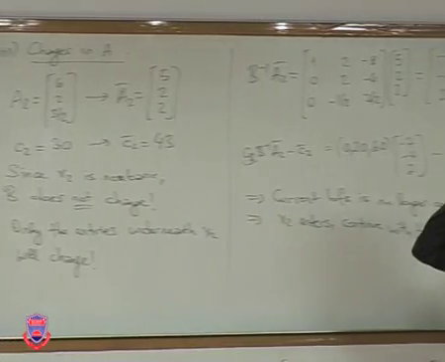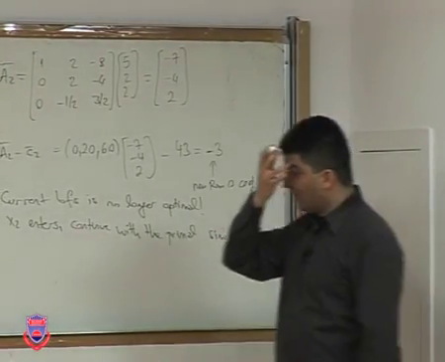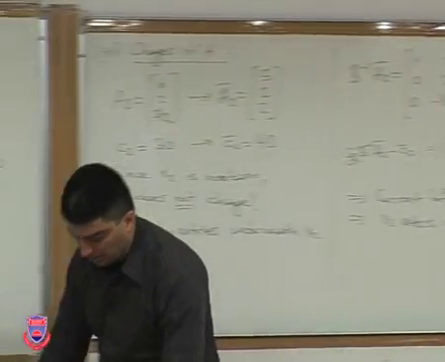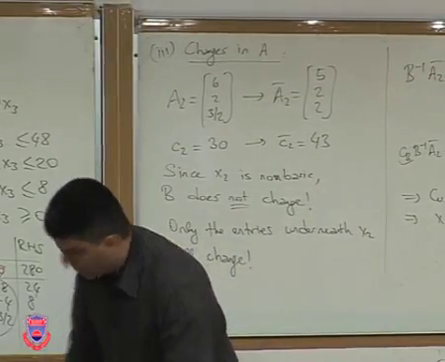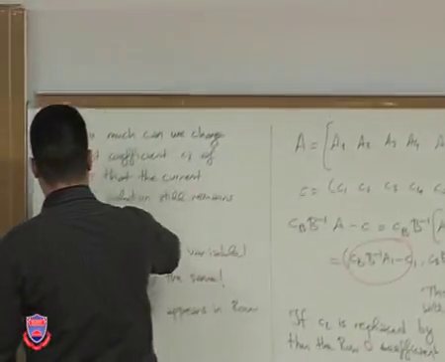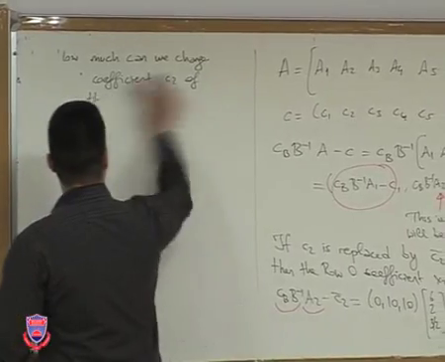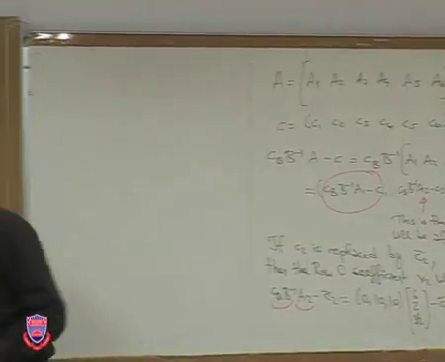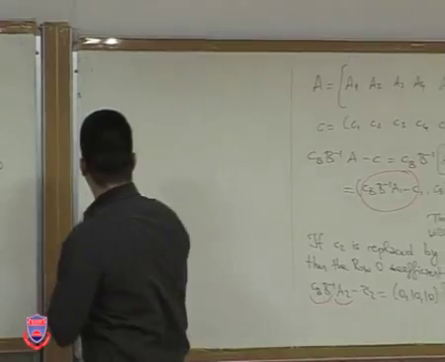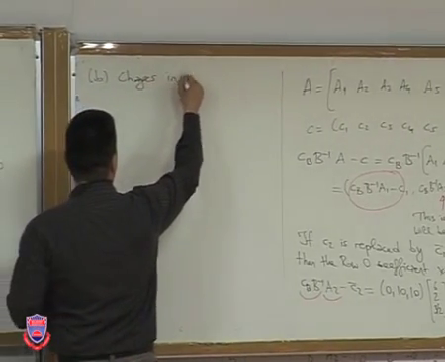So the next question is the following. What happens if I change the column of a basic variable? That's going to be the last case that we're going to be looking at. So let me put it as part B: changes in the column of a basic variable.